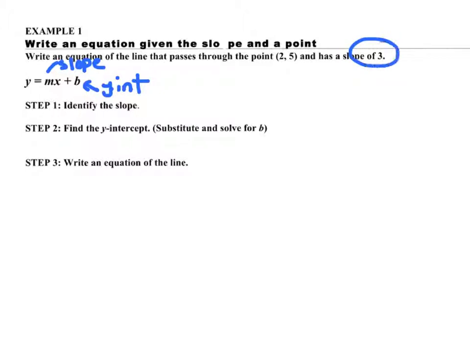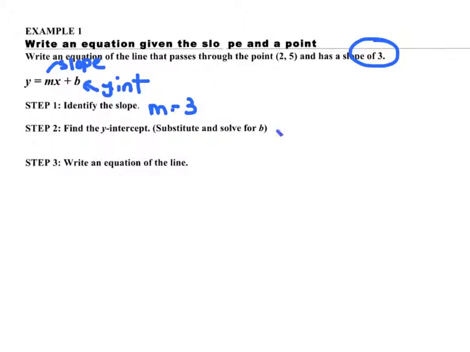Alright, so we know that we've got a slope of 3, so we're just going to identify the slope as m is equal to 3. And now we need to find the y-intercept. Well, in the previous lesson, we had a point where 0 was the x, knowing that the y with it was the y-intercept. Except in this case, we don't have a point that has a 0. So we need to solve for b by substituting.